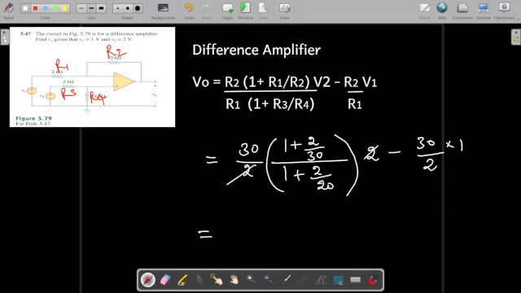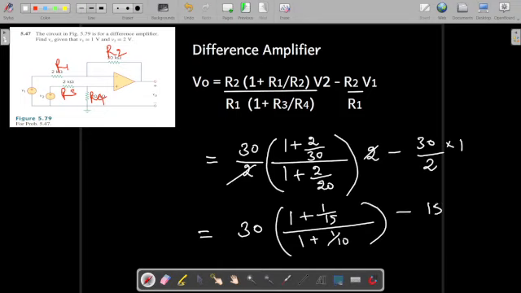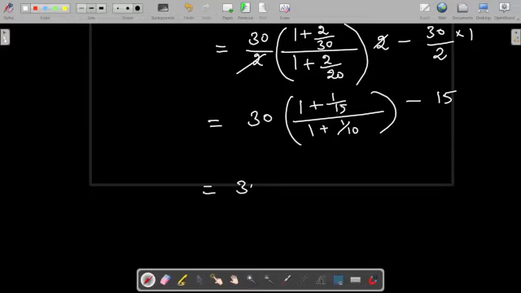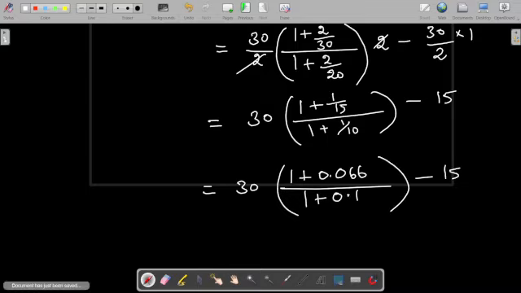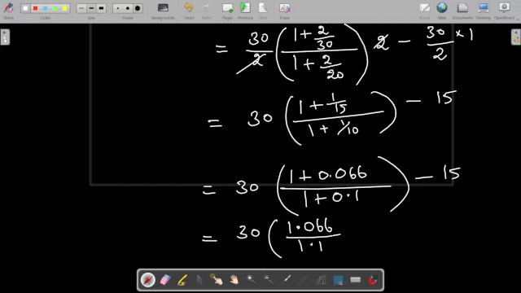2 gets cancelled, you get this as 30 multiplied by (1 plus 1 by 15) divided by (1 plus 1 by 10), minus 15. So this is equal to 30 multiplied by, so 1 by 15 is 0.066, divided by 1 plus this is 0.1, right, minus 15. So this is equal to 30 multiplied by 1.066 divided by 1.1, minus 15.